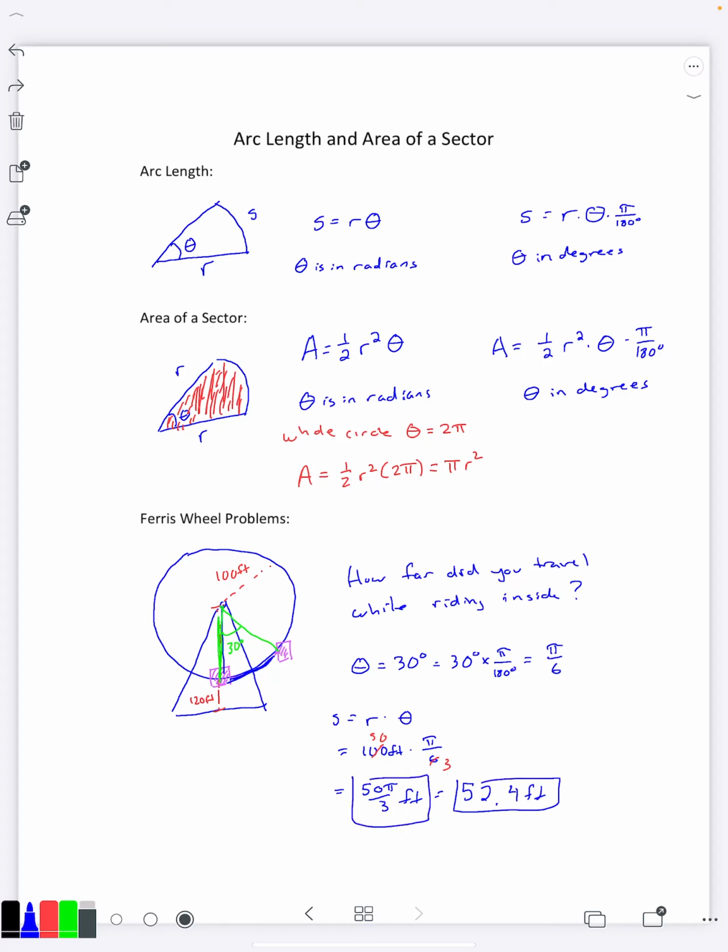Okay, so this is the first of the Ferris wheel problems we've seen. We are going to see more as we, for example, look at how high off the ground we might be. That would be a separate question. We could ask, what is the angle when you reach a certain height? There's lots of different variations on Ferris wheel problems. This one specifically deals with arc length. That's why it's in this video. But we'll see more in the future.